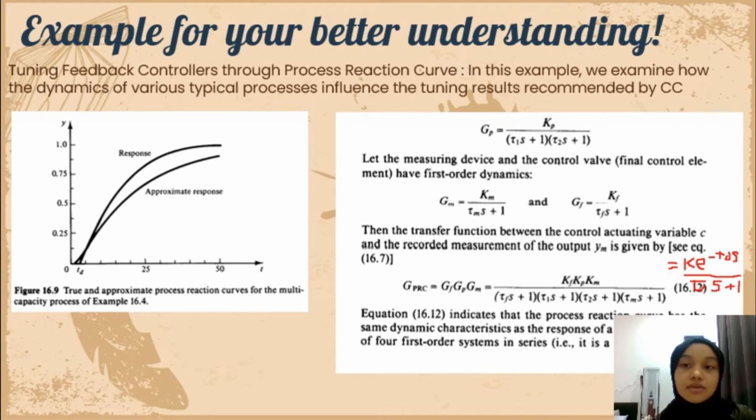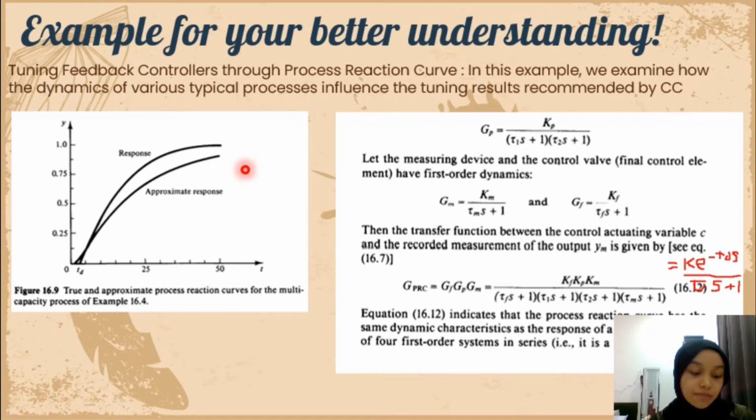This is the example for tuning feedback controller through process reaction curve. In this example, we are examining how the dynamics of various typical processes influence the tuning results recommended by Cohen-Coon. So this is the graph, true and approximate process reaction curve for the multi-capacity process. Multi-capacity process is the process consists of two or more capacity in series. The approximate response is from the FOPDT.